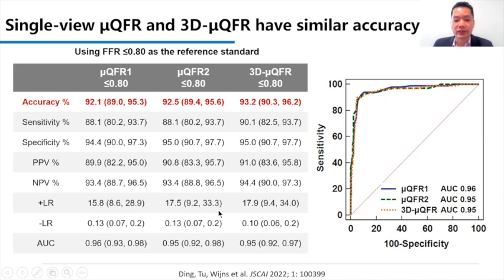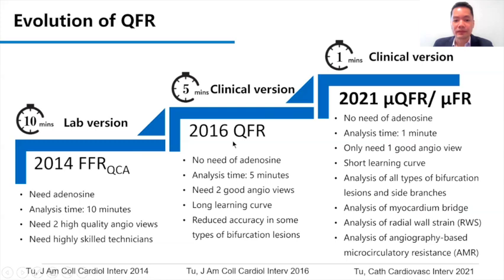So now in China, most hospitals are using the single view QFR because it's simpler. The evolution of QFR can be summarized with this figure. Before the QFR, we had another development in the lab called FRQCA that was also published in JACC Intervention. This stayed in the lab because there were some limitations. The first generation QFR was validated in many studies, and the second generation of QFR has many advantages.